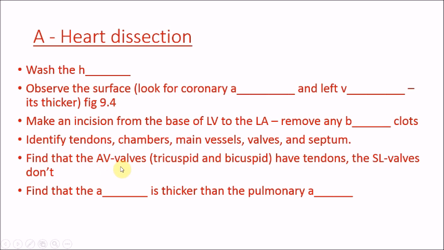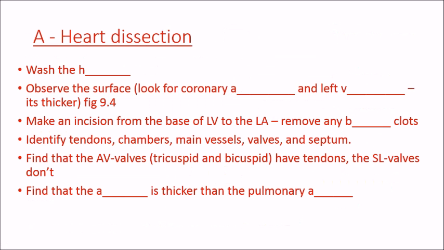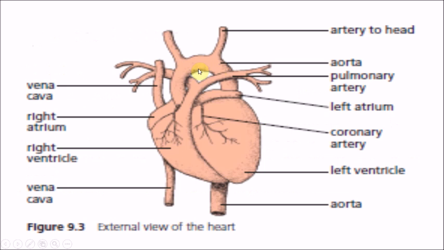You've got to find the AV valves, the tricuspid and bicuspid, and you've got to be able to say that they have tendons. So here's the valves here, the AV valve between them two, and the tendons are just coming off those just here, and they attach to the wall of the ventricle. Okay, so the last thing you want to do is find that the aorta is thicker than the pulmonary artery, and this is the aorta here, and you can see that it is a lot thicker than the pulmonary artery here.